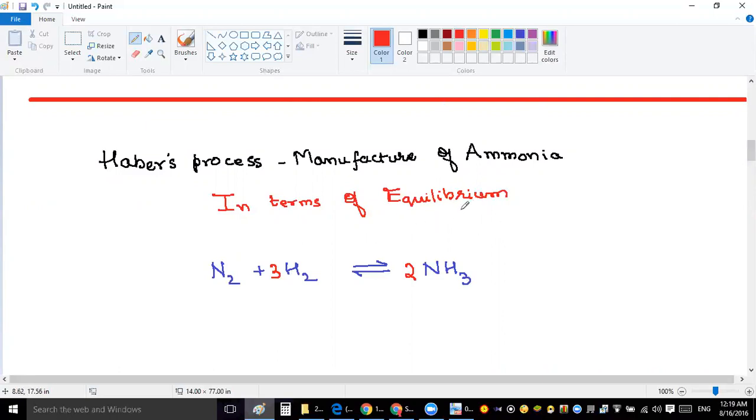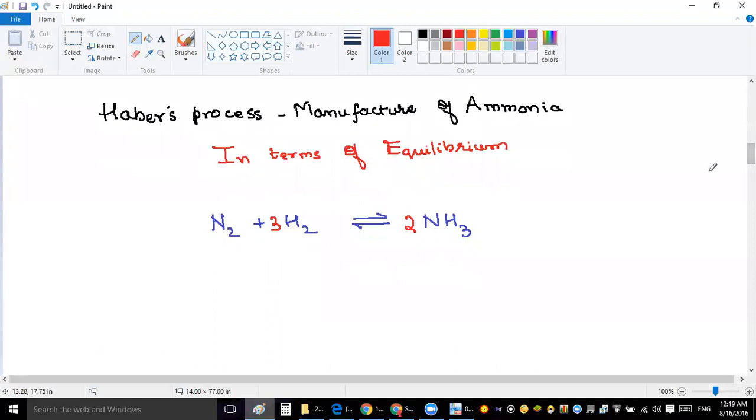Now, at the stage of equilibrium, the rate of forward reaction will be equal to the rate of backward reaction. So the concentration of nitrogen and hydrogen, which are the reactants, will remain unchanged, as well as the concentration of ammonia that is already produced. Now, what are the factors that are going to affect this equilibrium? We can control or shift the equilibrium either to left or to right. You will have to consider this in two terms. One is in terms of pressure and volume, and the second is in terms of temperature.